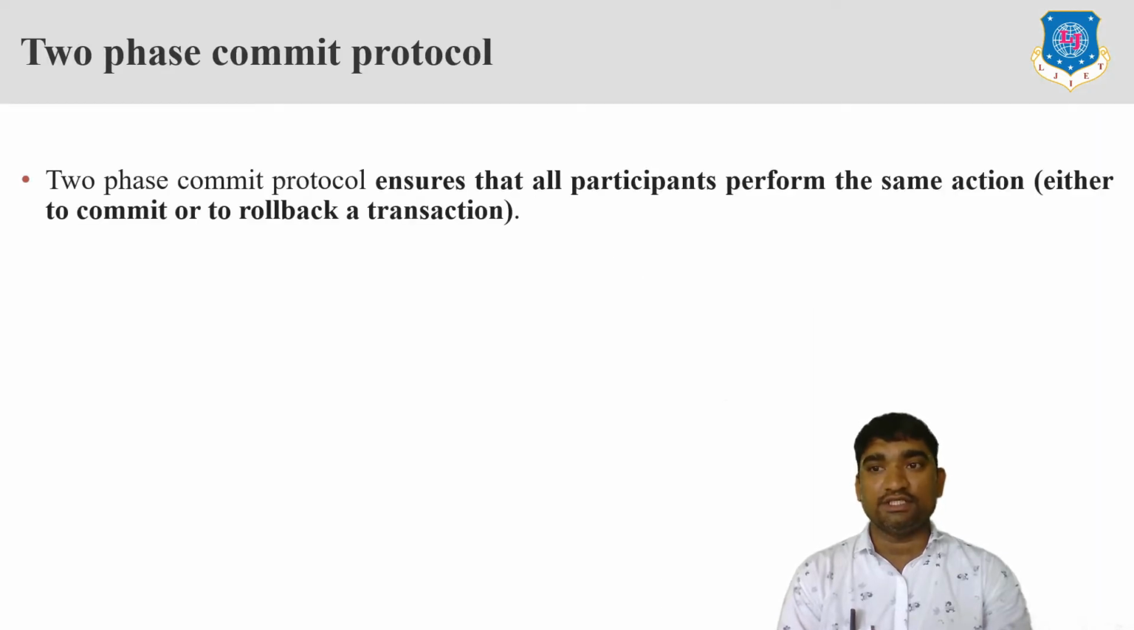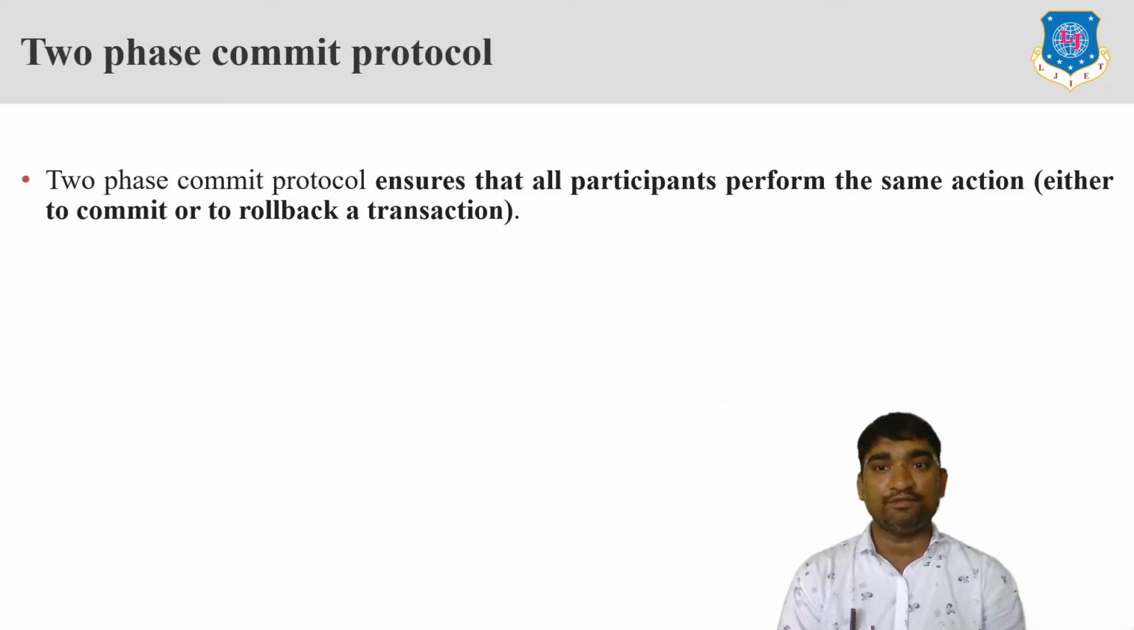Two-phase commit protocol ensures that all participants perform the same action, either to commit or to roll back a transaction. As we all know, as atomicity says, a transaction executes either 0% or 100%. There is no option for a partial transaction, right? If the transaction is 0%, that means the work is not completed. If the transaction is 100%, that means the work is completed, and then we can modify the data in the database.